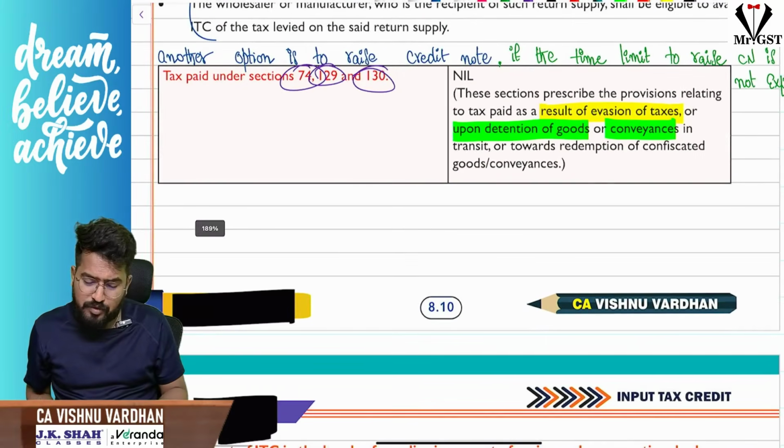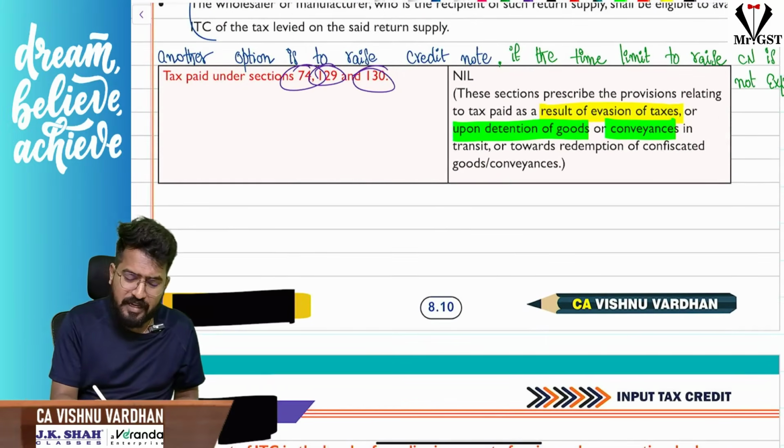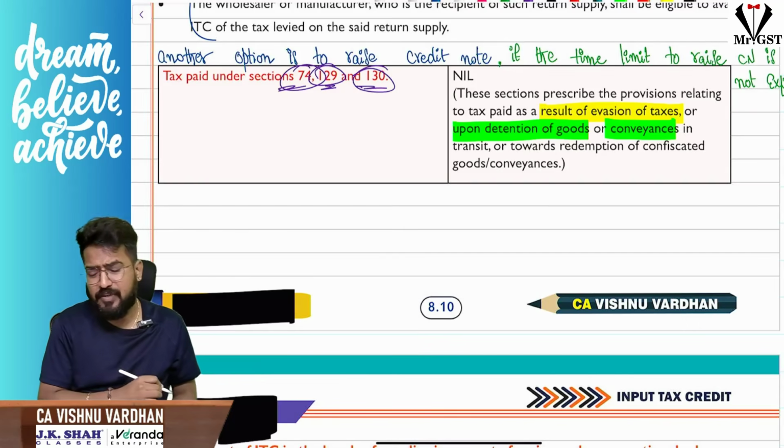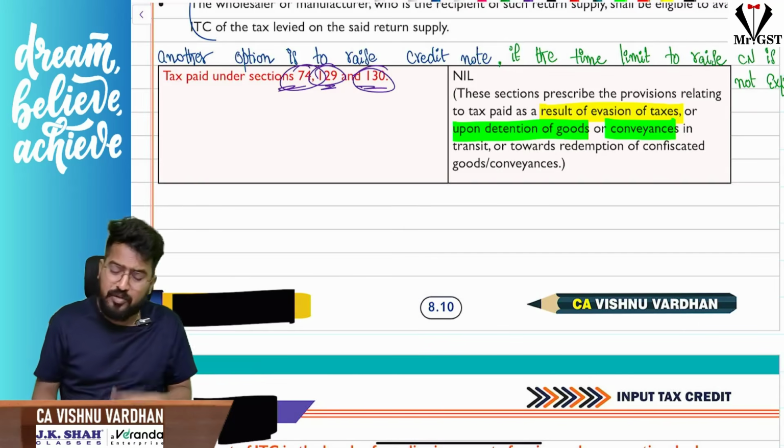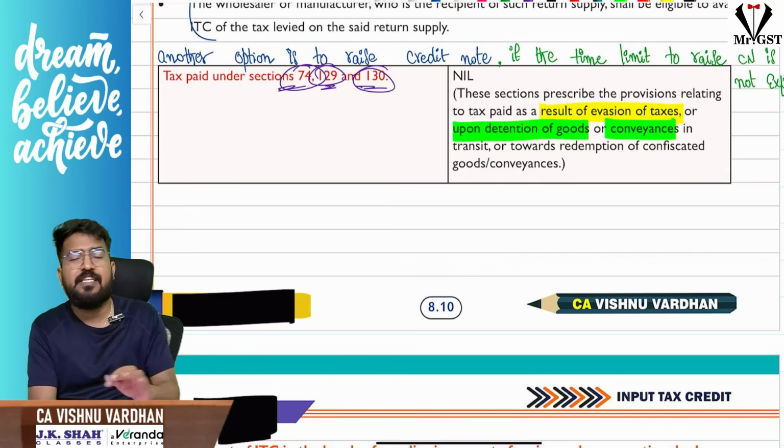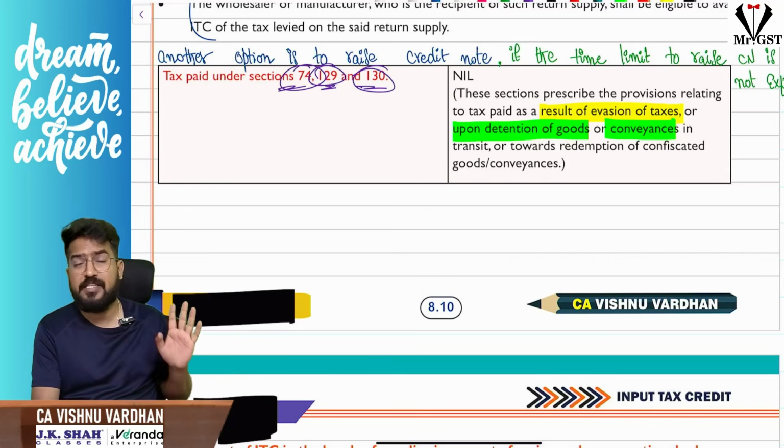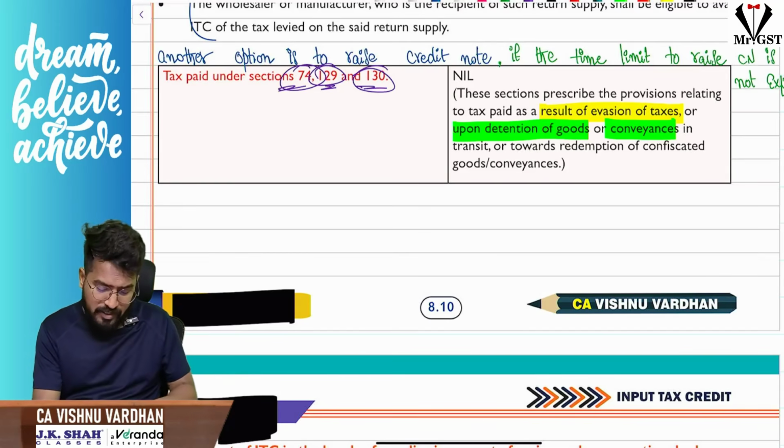So here there is one more small point, sir, if at all you are paying taxes because of section 74, 129, 130, that is because of tax evasion or detention of your goods or conveyances, in such cases that amount you cannot take as ITC. So that is what blocked credit is all about.